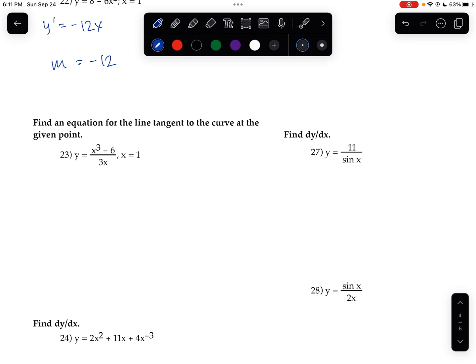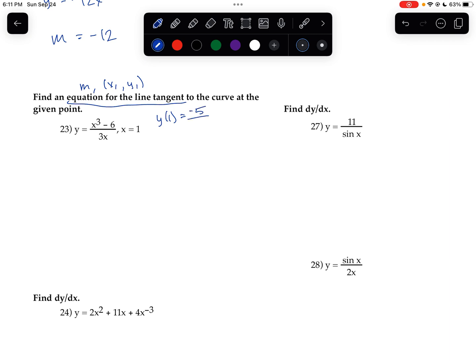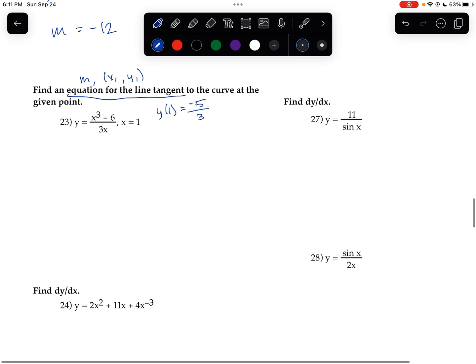Find an equation for the line tangent to the curve. So now we're actually finding the equation. For the equation of a tangent line, you need m, you need x1, and you need y1. So if I plug 1 into the function, y of 1 gives me 1 minus 6, which would be negative 5 over 3. So that should be my y, okay?